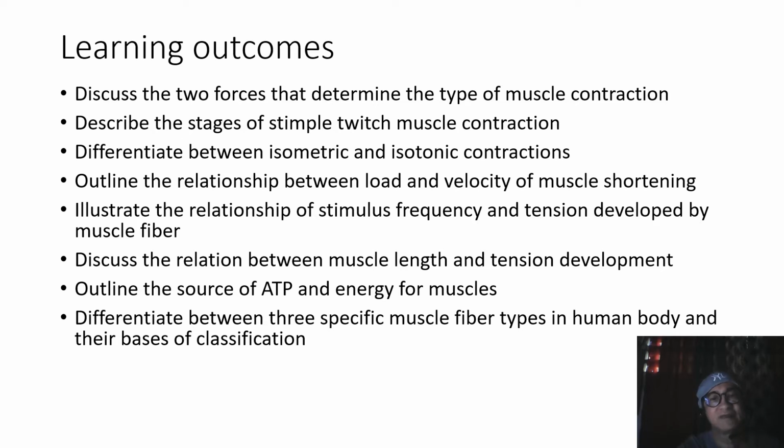describe the stages of simple twitch muscle contraction, differentiate between isometric and isotonic contractions, outline the relationship between load and velocity of muscle shortening, illustrate the relationship of stimulus frequency and the tension developed by the muscle fiber, discuss the relation between muscle length and tension development, outline the source of ATP and energy for muscle contraction, differentiate between three specific muscle fiber types in the human body and their basis of classification.